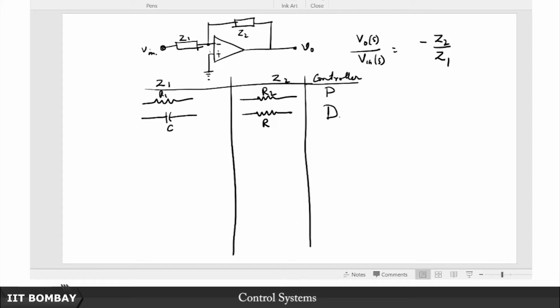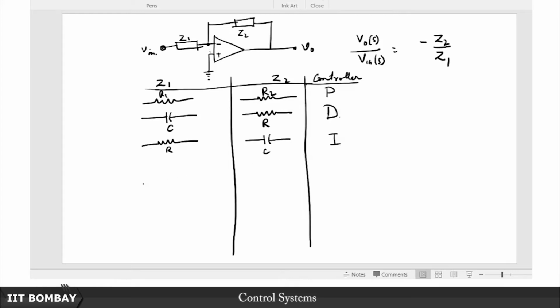I think we have already done this earlier at some point. So C will be replaced by 1 upon Cs, right. So that is going to be your Z1. So the Cs goes up then in the numerator and it differentiates, right. Okay. So then about the integrator, you just reverse the roles of these two. You have an R here and a C here, and that gives you an integrator.